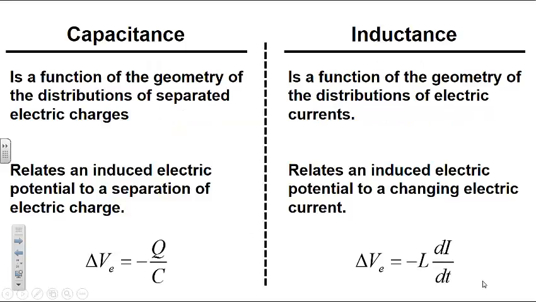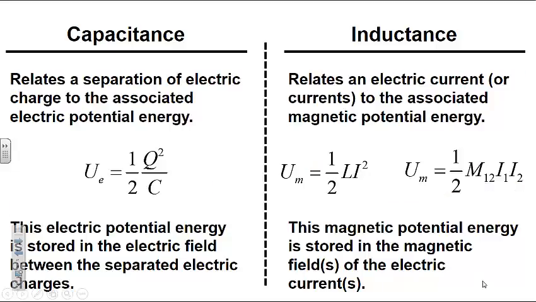Capacitance and inductance are similar in that they tell us about energy storage. Both capacitance and inductance are functions of only the geometry of the associated distributions of electric charge or electric current. Capacitance relates a separation of electric charge to the associated induced electric potential. Inductance relates a change in electric current to the associated induced electric potential. Capacitance relates a separation of electric charge to the associated electric potential energy. This electric potential energy is stored in the electric field between the separated electric charges.